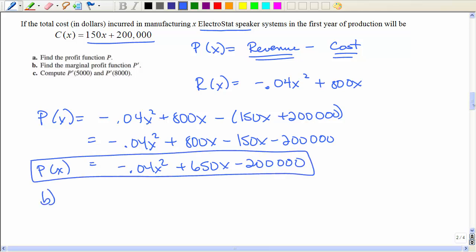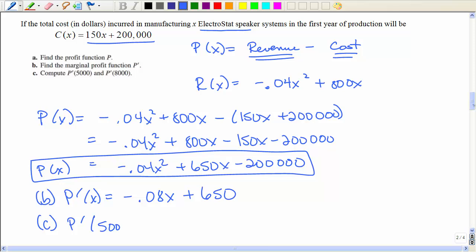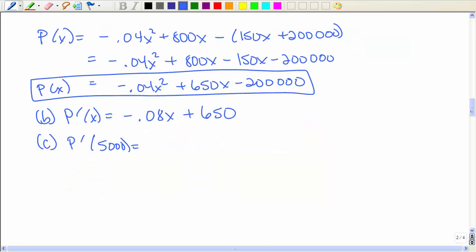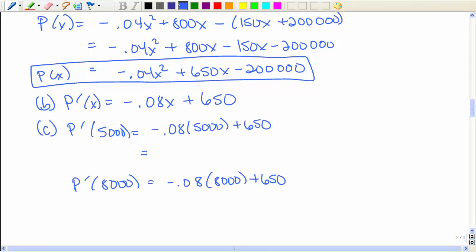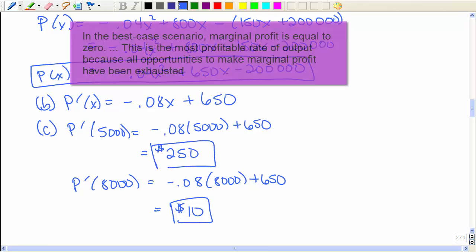All right, so let's see. Part B, of course, is going to find the marginal profit function. That's just the derivative. And now we need to compute the derivative at 5,000 and at 8,000. I got a marginal profit of $250 for 5,000 units, but I only got a marginal profit of $10 for 8,000 units. What does that tell you?